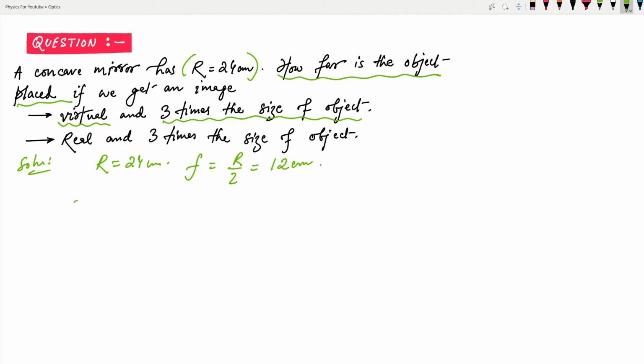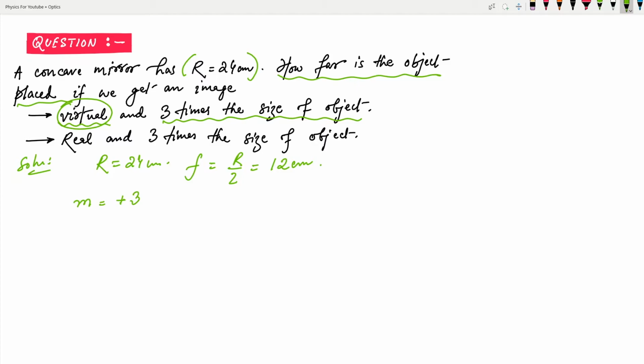So we know that magnification is positive when the image is virtual. Can you see how the concept is very important? So we can say 3 times the size of object means magnification is plus 3. Okay, that means the image is bigger than the object 3 times. So m is equal to plus 3.